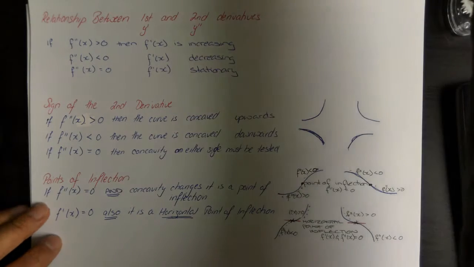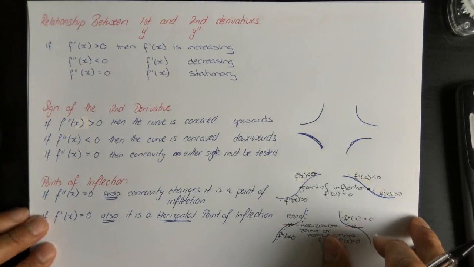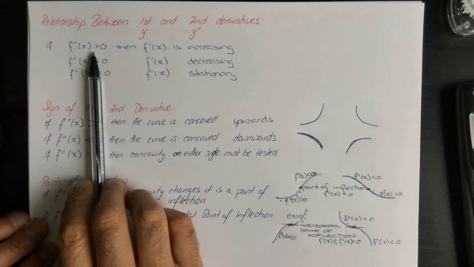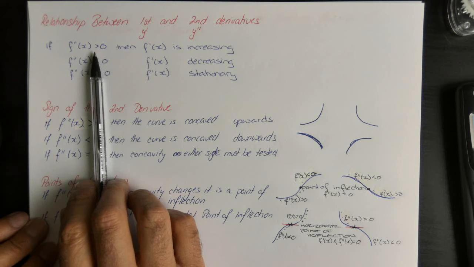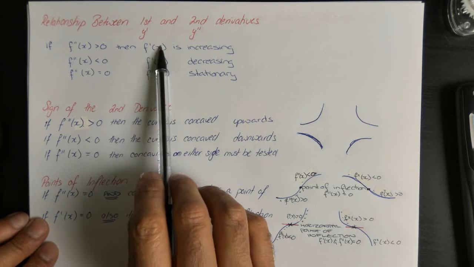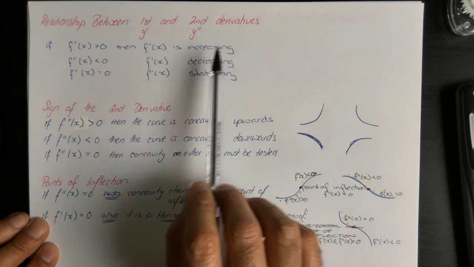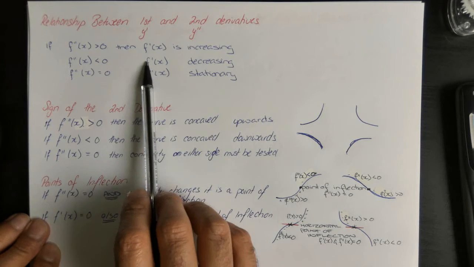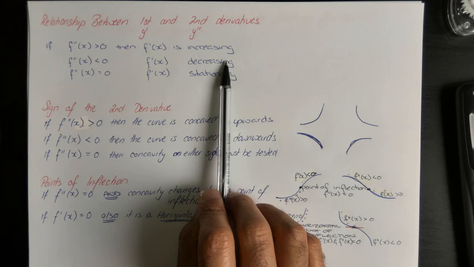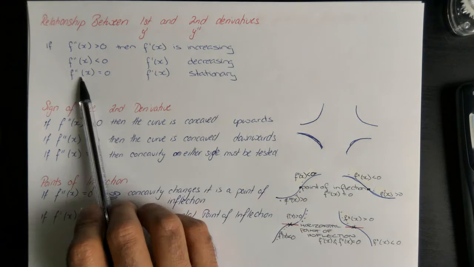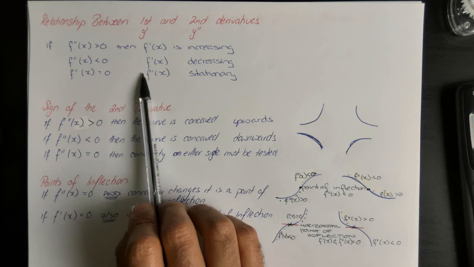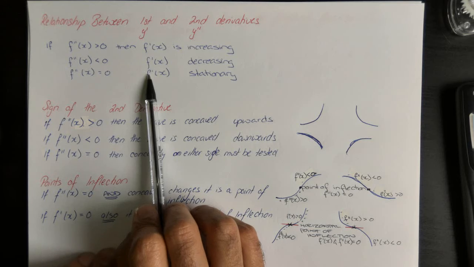All right, so we're going to really look at the relationship between the first and second derivative. If the second derivative is greater than 0, then that means the first derivative is increasing. If the second derivative is less than 0, it means the first derivative is decreasing. If the second derivative is stationary, then the first derivative is also stationary.